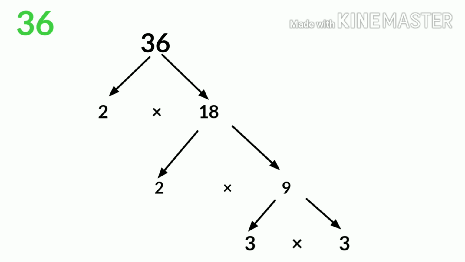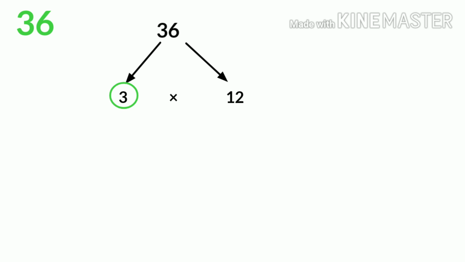Now let's make another factor tree of 36 using the factors 3 and 12. So we will start by writing 36 as the product of 3 multiplied by 12. Now since 3 has no other factors except 1 and itself, we will leave this 3 as it is. And we will further write 12 as the product of two smaller factors. That is, we will write 12 as 3 multiplied by 4.